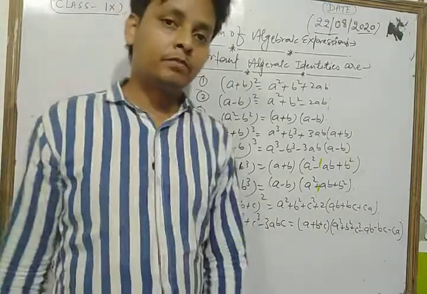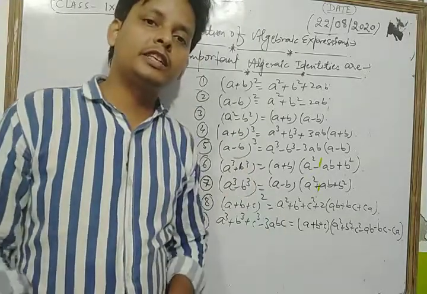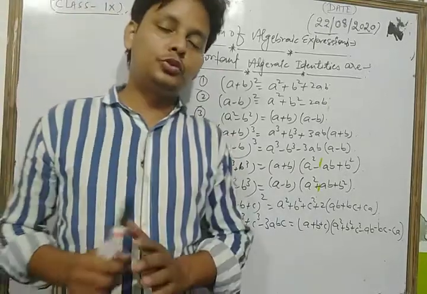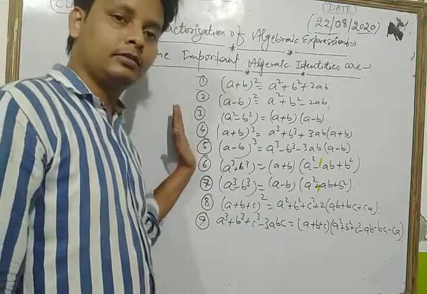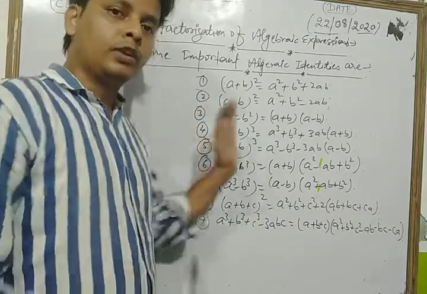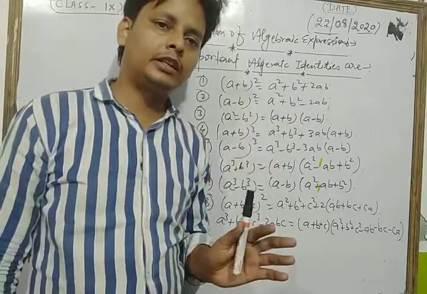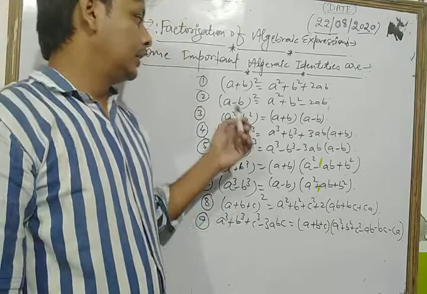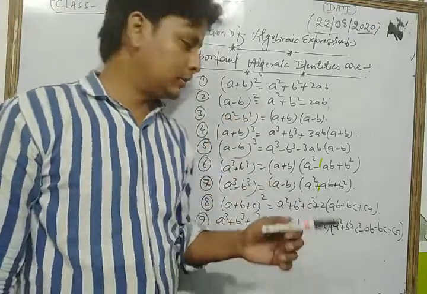Dear students, these are the most important identities for your syllabus. So first you remember all the identities which we wrote on the board. Okay, dear students, let's see once more. This is (a plus b) whole square. This is a very easy identity: a square plus b square plus 2ab. (a minus b) whole square: a square plus b square minus 2ab. You know all that very well.